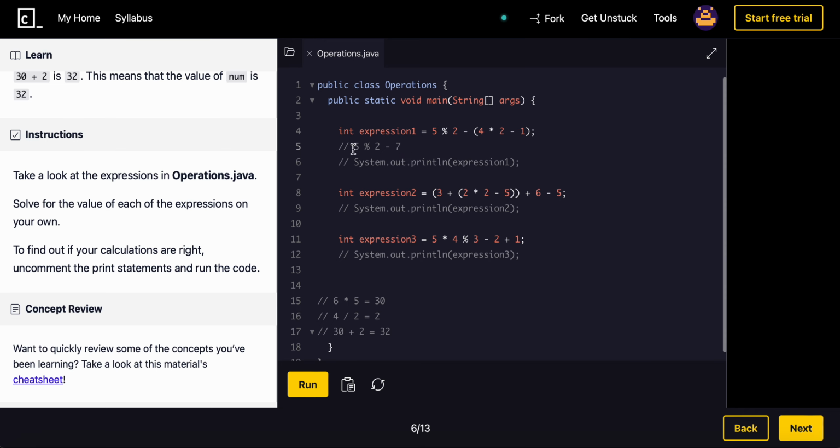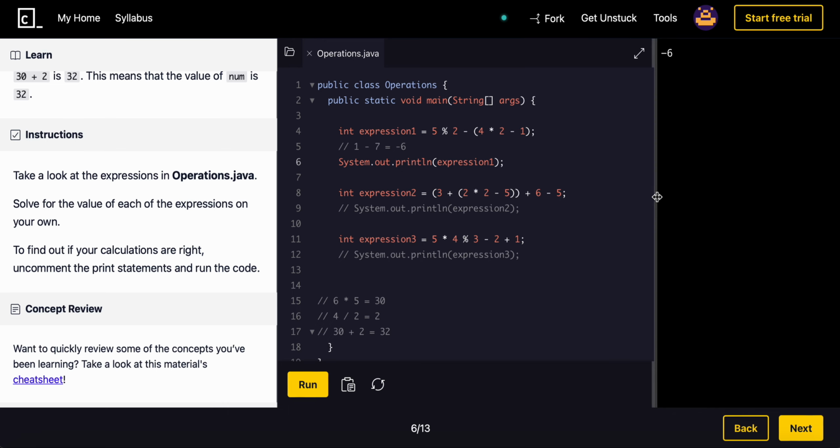For this, 5 mod 2 would give us just 1. Would it give us 1 or 3? It would actually give us 1 because 2 goes in there. You can pull out a 2 and another 2, and only 1 would remain, so 1. And then 1 minus 7 would be equal to -6. So that should be -6. Let's check. Perfect.